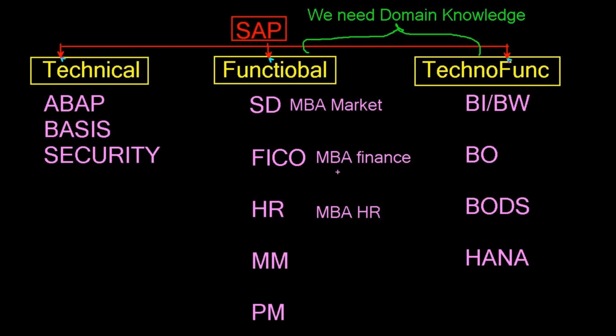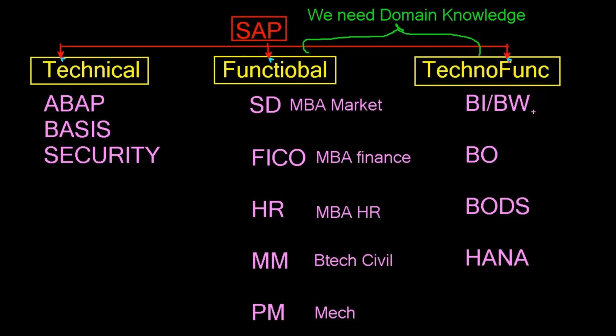For SAP FICO, MBA finance is the domain experience. MBA marketing is the domain experience for SAP SD. If you want to learn material management, your background should be BTech Civil. BTech Civil people are eligible for material management. Plant maintenance needs a BTech mechanical background, not only BTech, but a mechanical background. Those people are eligible for SAP plant maintenance.